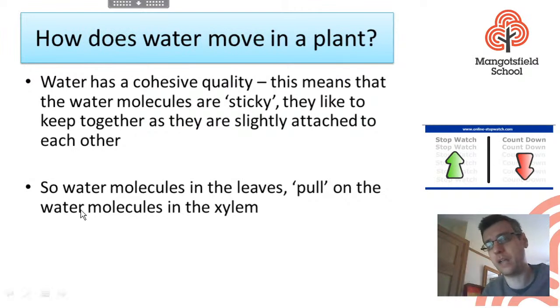Okay? And so when water leaves the top of a plant, or when water gets used up for photosynthesis at the top of a plant, then as soon as some water molecules get pulled up the plant, others get pulled up as well. Because water has a slightly sticky quality to it, which means an attraction between the molecules of water. Water molecules, water particles, are slightly attracted to each other. So if some of them get pulled up the plant, others will get pulled up as well. And we call that a continuous transport stream.